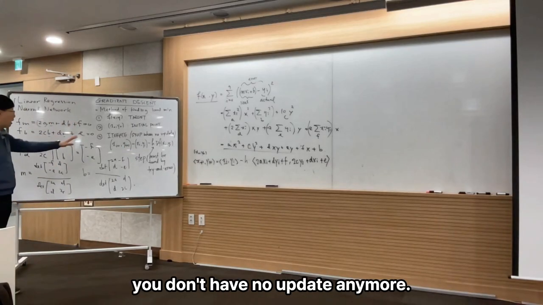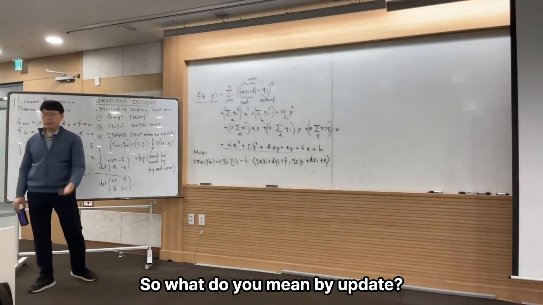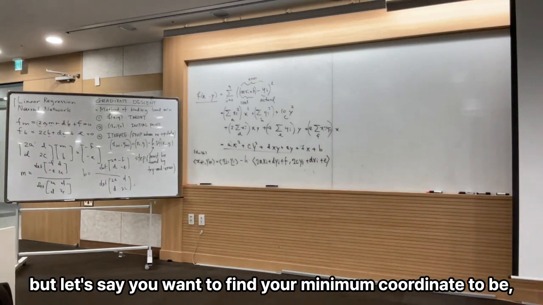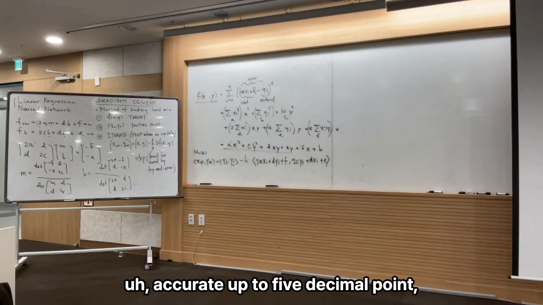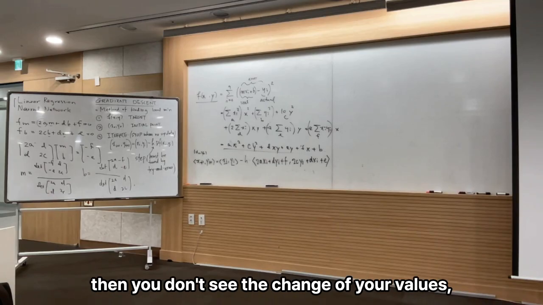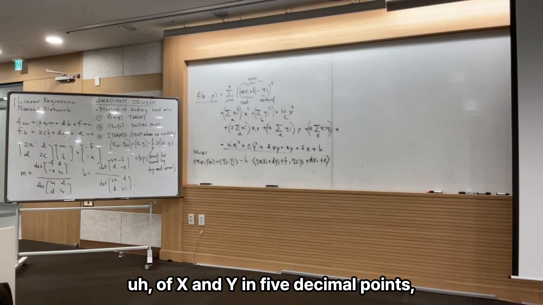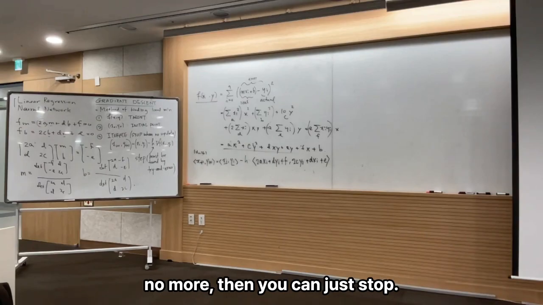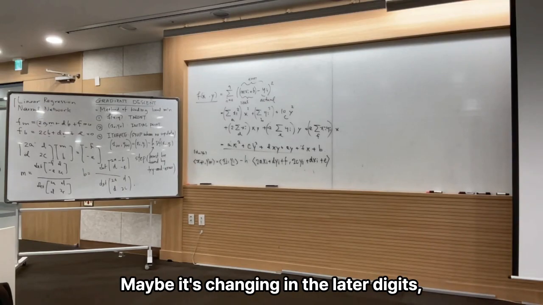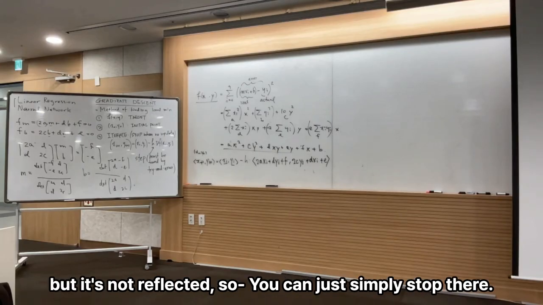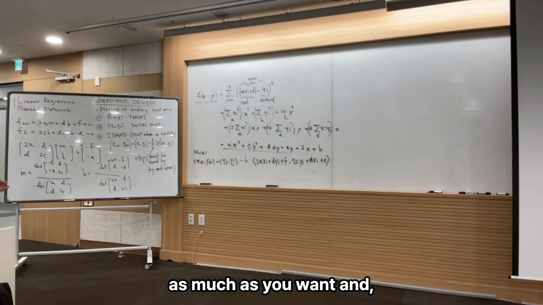So in that case, you don't have any update anymore. What do I mean by update? It's always changing, but let's say you want your minimum coordinate to be accurate up to 5 decimal places. Once you don't see the change in your values of x and y in 5 decimal places anymore, you can just stop. Maybe it's changing in the later digits, but that's not reflected. So you can simply stop there, or you can iterate as much as you want and see what the result is.